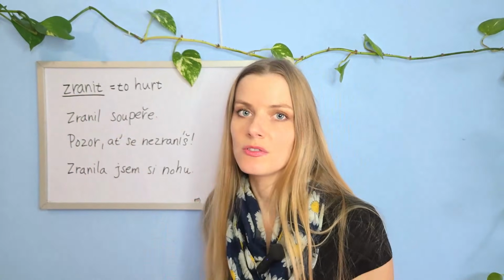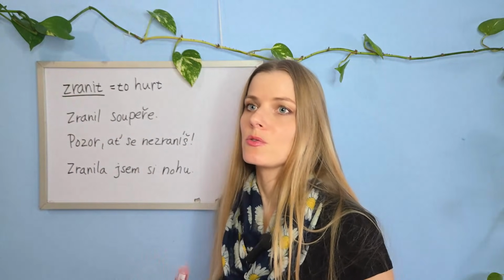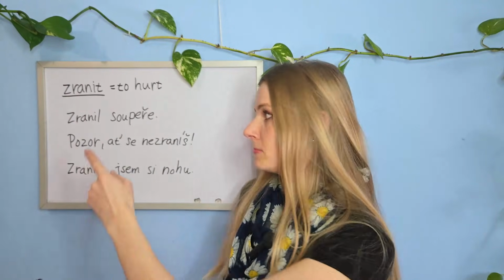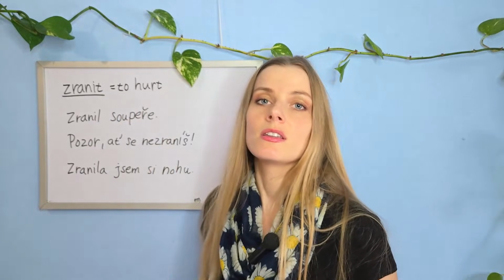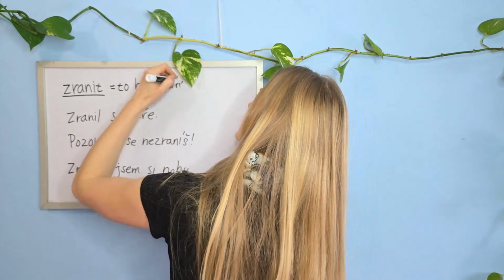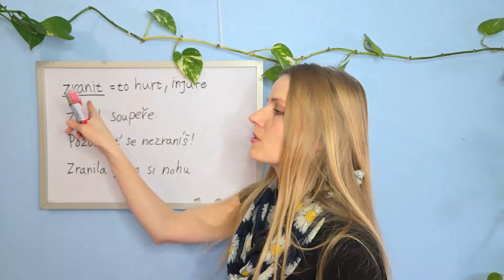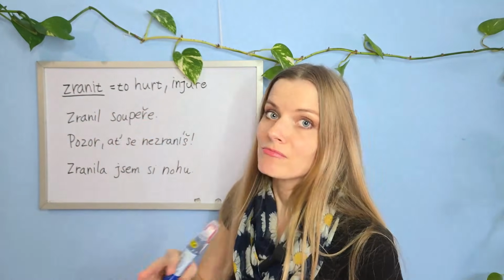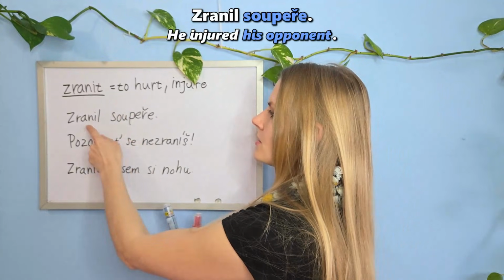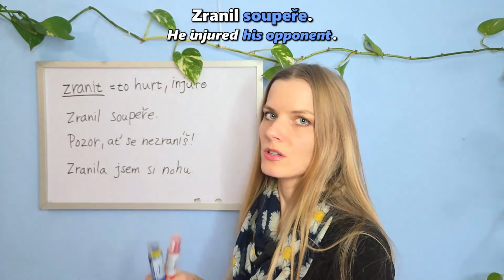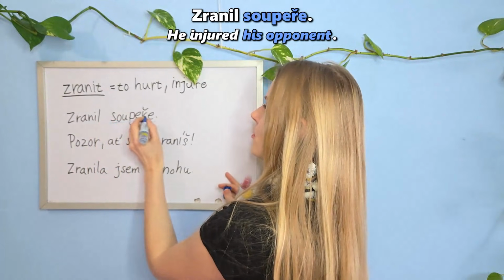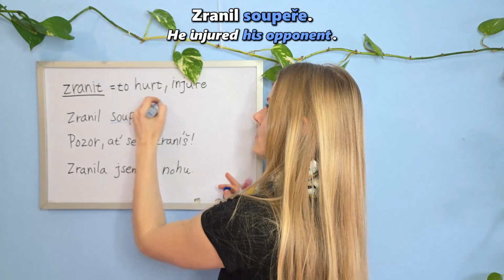Also a very important verb because it's practical. When you hurt yourself, when you hurt part of your body or you hurt someone, you need to know this verb. Zranit. To be exact, zranit means to hurt and injure. It doesn't mean that you're in pain, you are injured. Zranit. Zranil soupeře. He injured his opponent. Soupeře is in the accusative case.